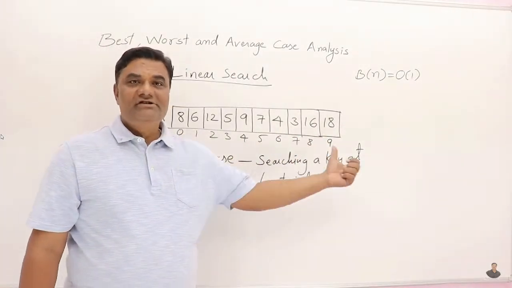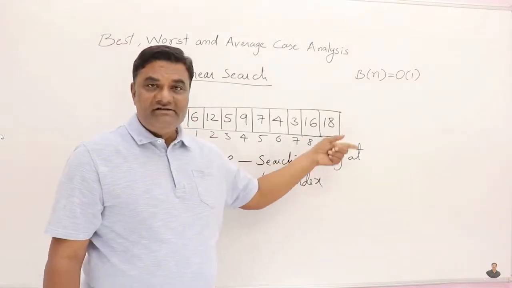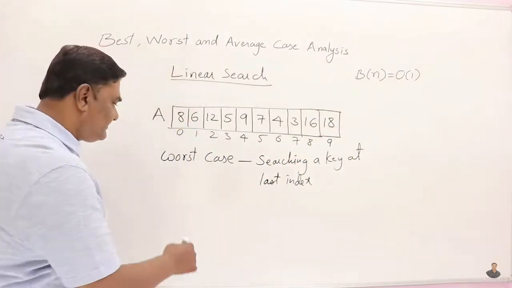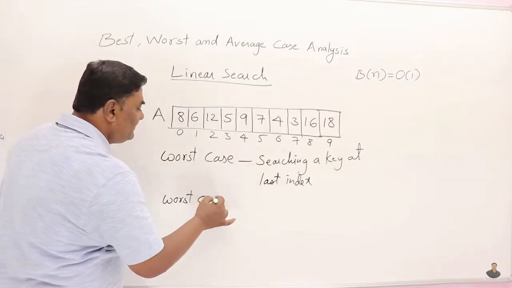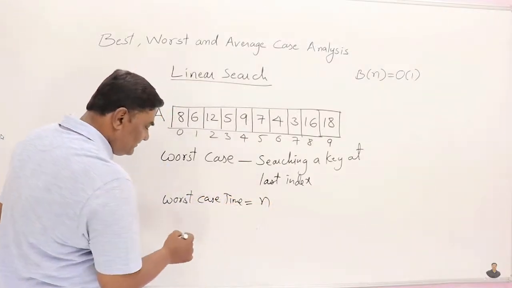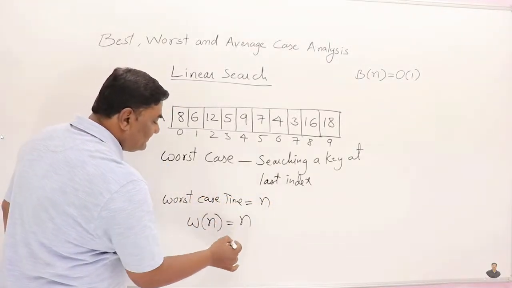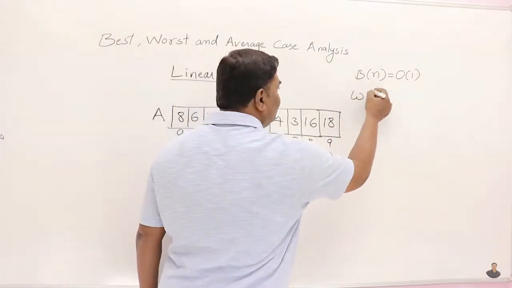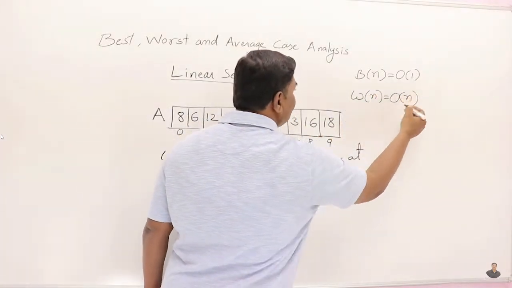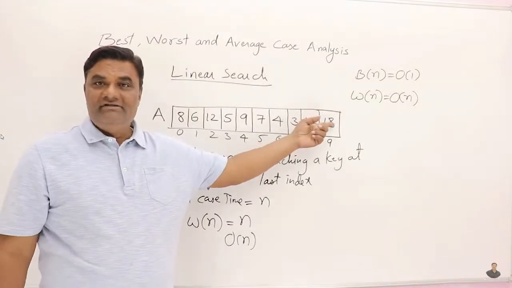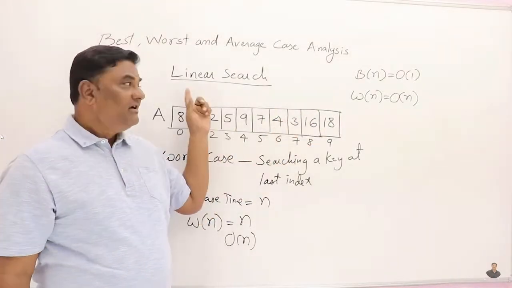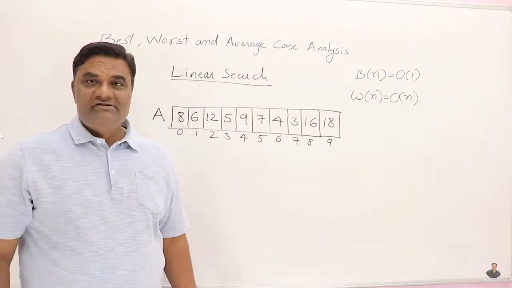What's the time taken for searching that key element? I have to check all the n elements, then I can reach there. So worst case time is n. The worst case for n elements is n, and that is order of n. So here I write worst case for n elements is order of n. Now I have the best case as well as the worst case times for linear search. Now the average case time.